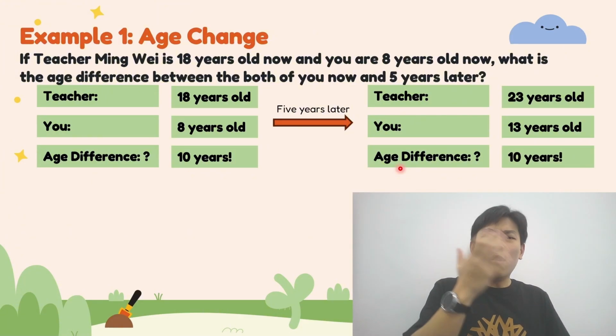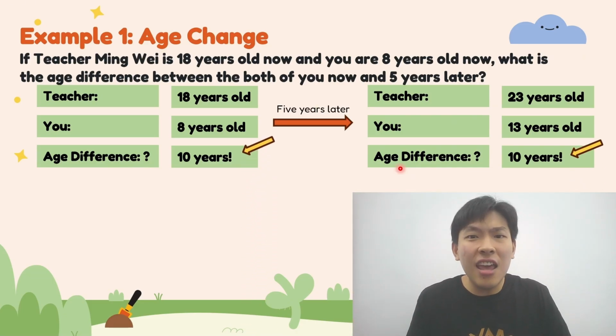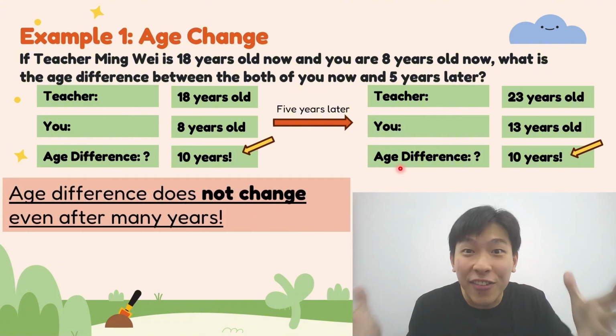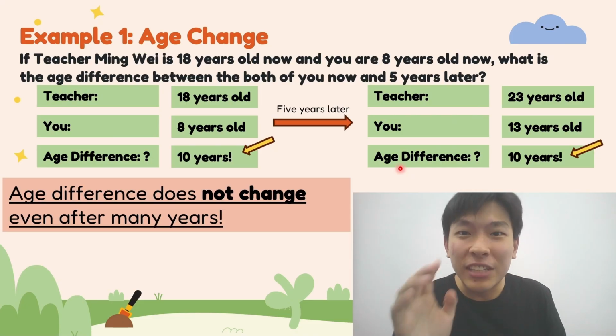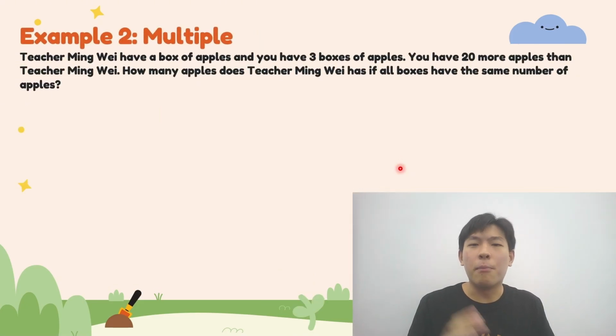So before 5 years later and after 5 years later, it is still the same. So we know that age difference will never change even after many years. So this is very important. Let's remember it. Next, let's look at another example about multiples.